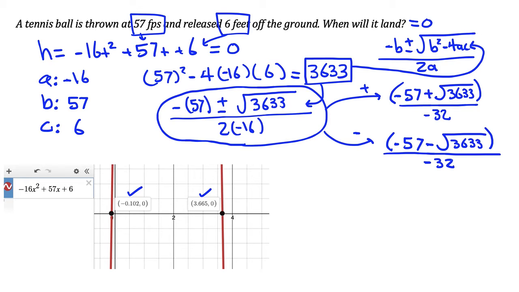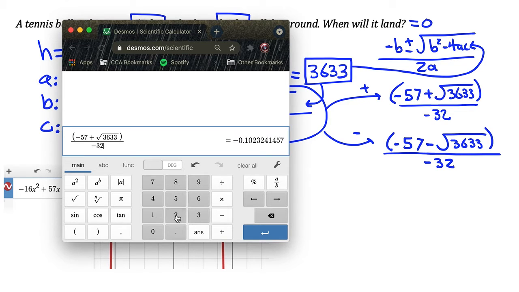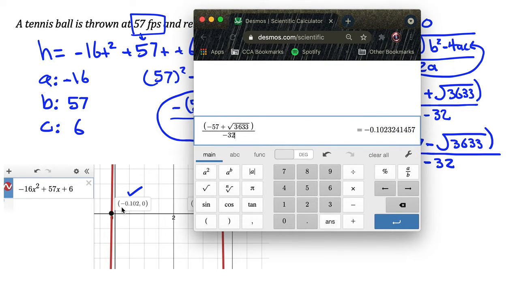All right, so now we just need to do some calculations. Okay, here we go. Let's go. Bracket negative 57 plus, oops, that's times, silly goose. Plus, there we go, plus, where's the radical sign? There it is, plus 3633. Okay, cool. Now look, it even asked me if I want to close the bracket. Yes, I do. Close the bracket. And then we're going to divide by negative 32. Okay. Hey, look at that. Isn't that nice? Hey, look at the value right there. Negative 0.102.